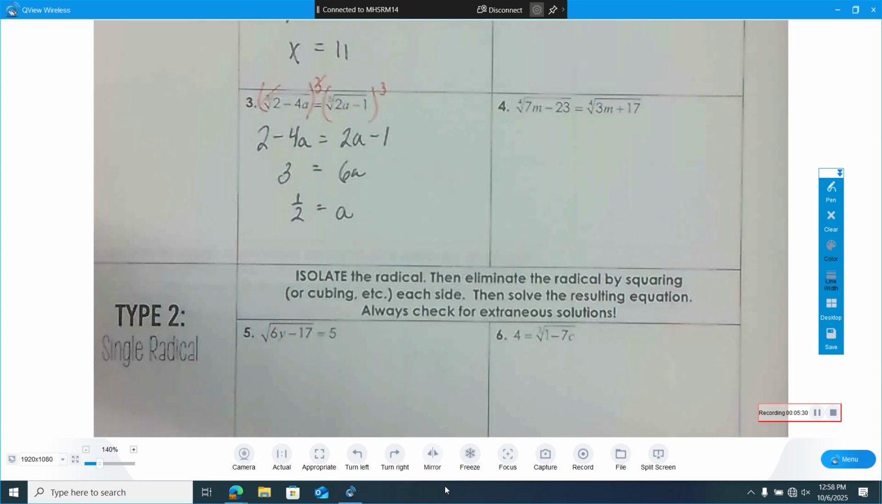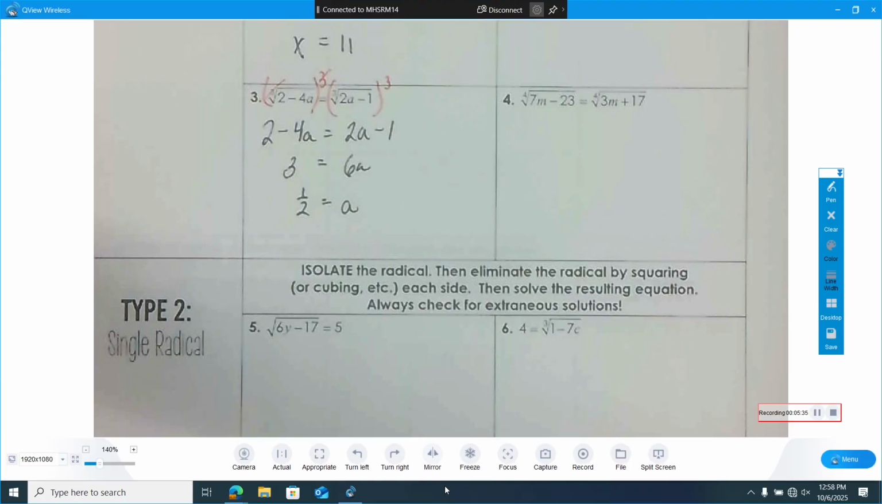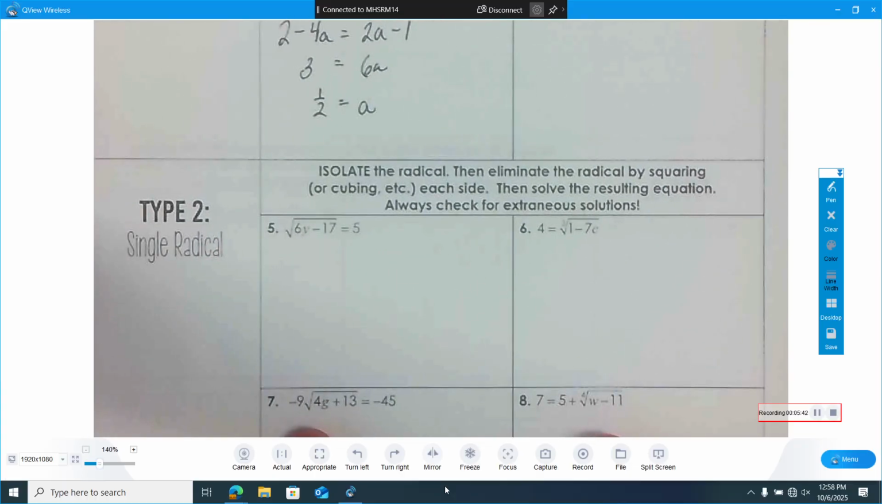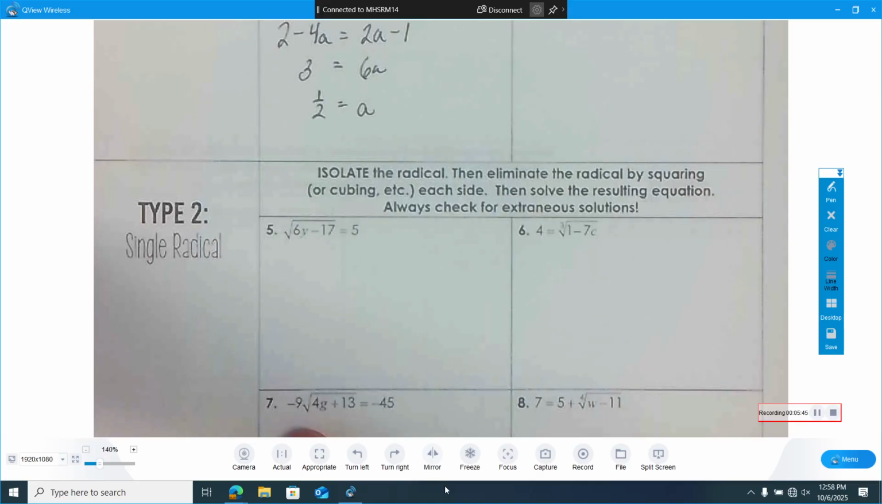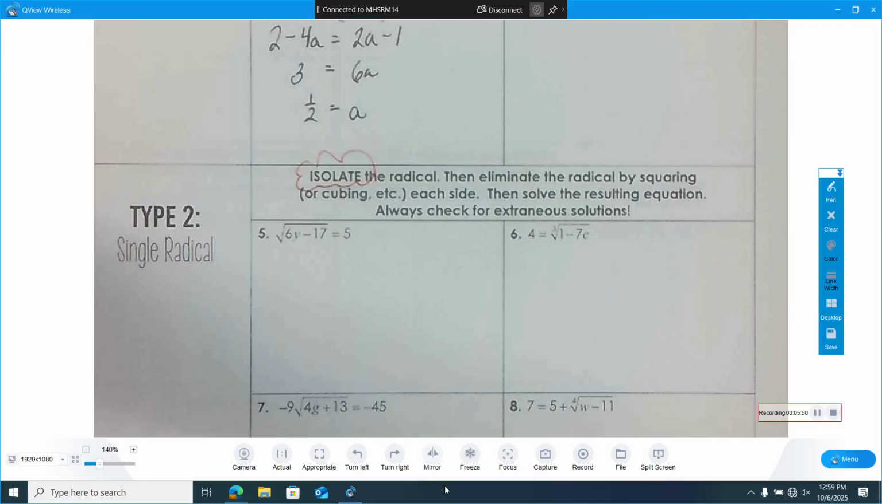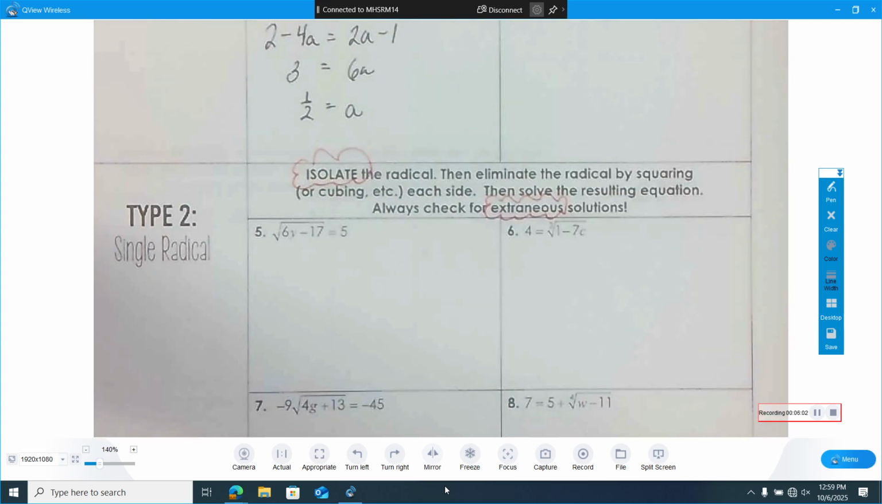All right, so it's really nice and easy when our radicals are separated and equal to each other. Super easy to solve. Type 2 is that we have a single radical somewhere in our equation. We're going to focus on 7 and 8 here. The job is to isolate the radical. Get the radical by itself, and then we can do whatever we need to get rid of the radical. Eliminate the radical by squaring or cubing each side and solve. Always, always check. These are the things you must check to make sure we don't get an extraneous solution.